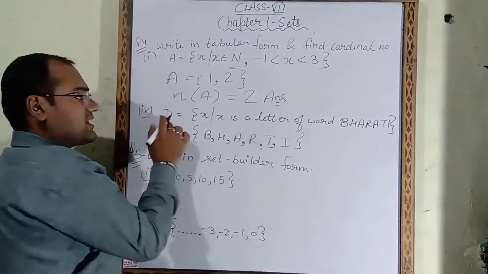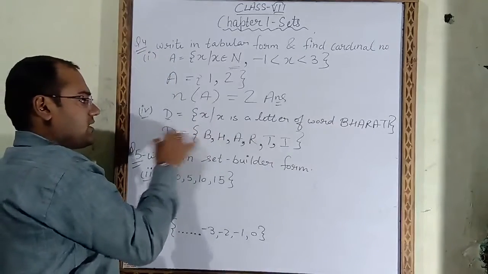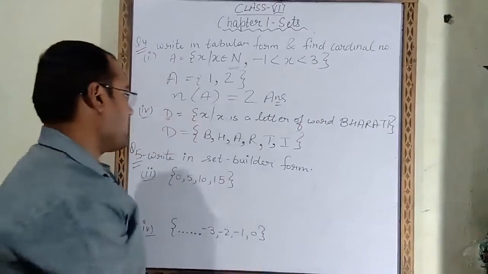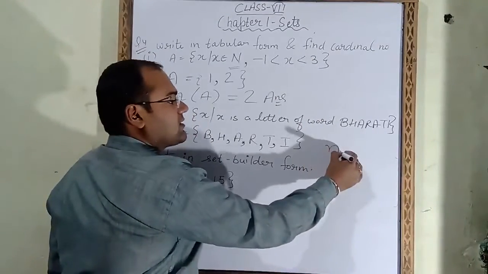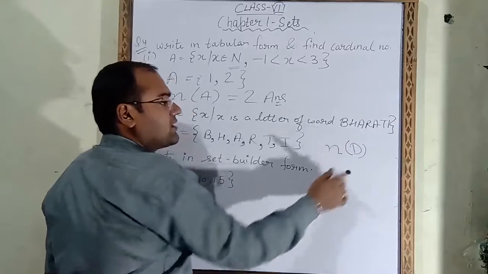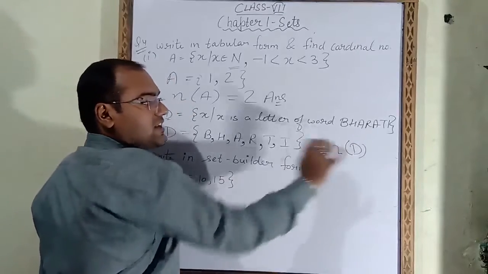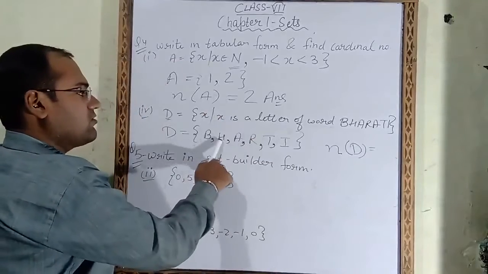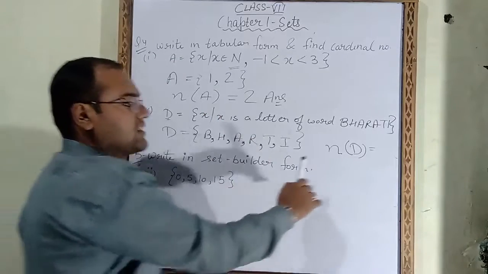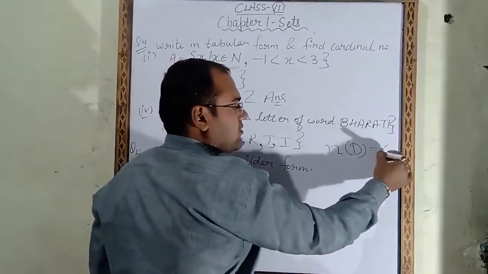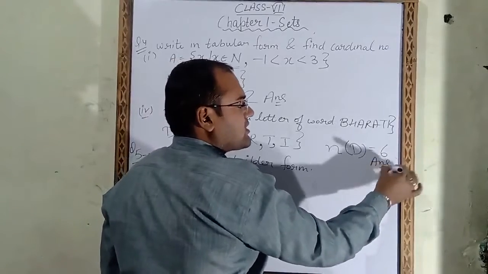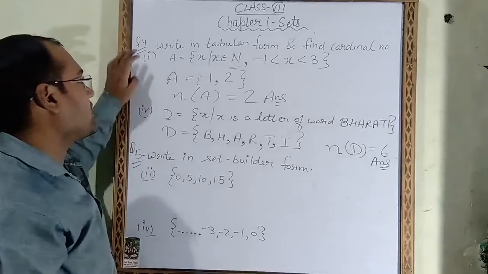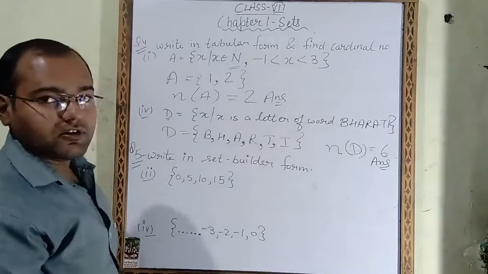The name of the set is D. So we have to write here, this is set D. And you have to write the cardinal number. So cardinal number means n(D). Cardinal number of set D is equal to, now we have to count it, 1, 2, 3, 4, 5, 6. That means n(D) is equal to 6. This is the final solution of this fourth part. So like this you have to do all the parts of question number 4.